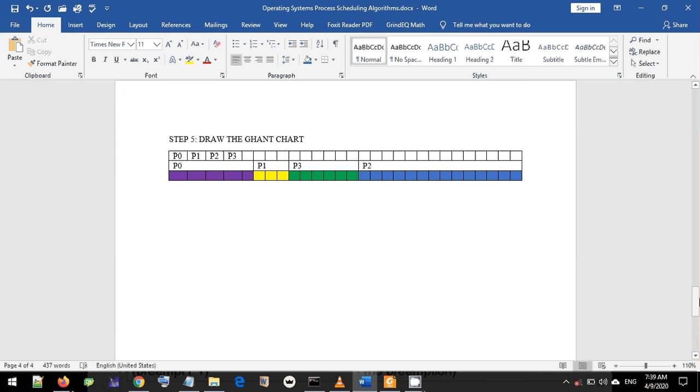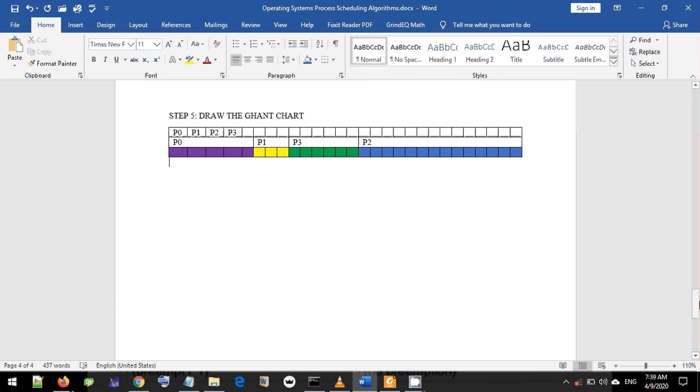Now let us see how the Gantt chart looks for shortest job first, the preemptive algorithm. How is it going to look like? Okay, so let us see that now.